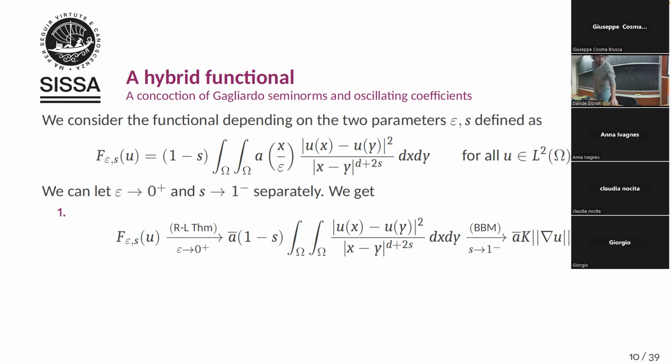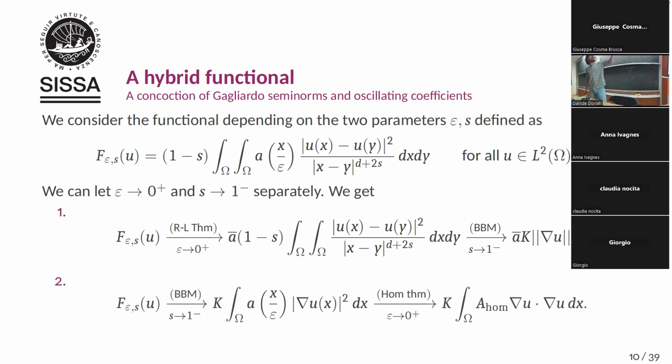One can do the opposite, and in that case, by the Bourgain-Brezis-Mironescu formula, by letting s tend to 1 first, the difference quotients should transform into the modulus of the gradient squared. Then by using the homogenization theorem, since now we have a full gradient here, one should recover the convergence to k times the homogenized functional. So, this is what happens if you let the two convergences happen separately.